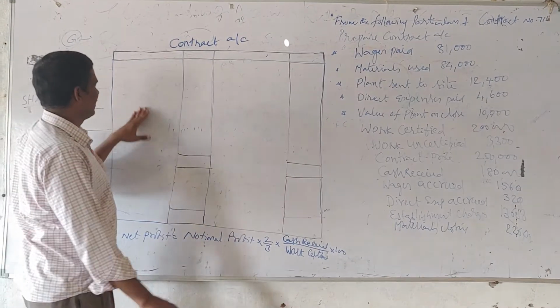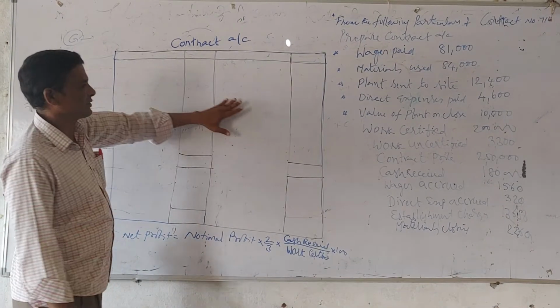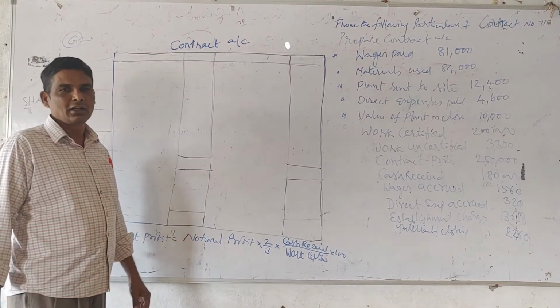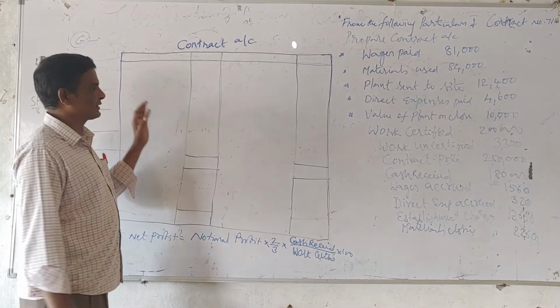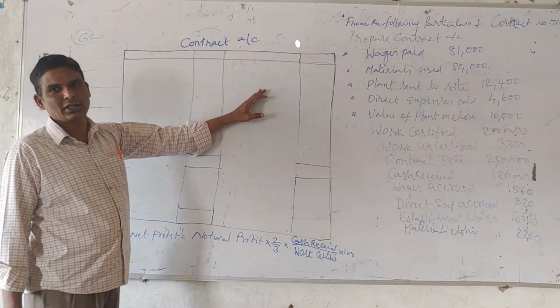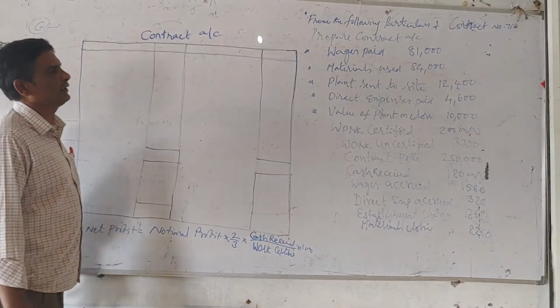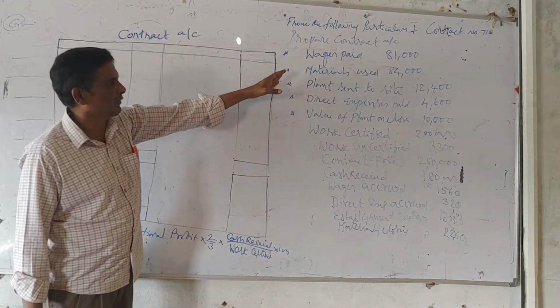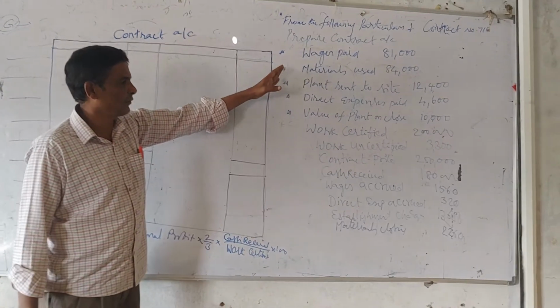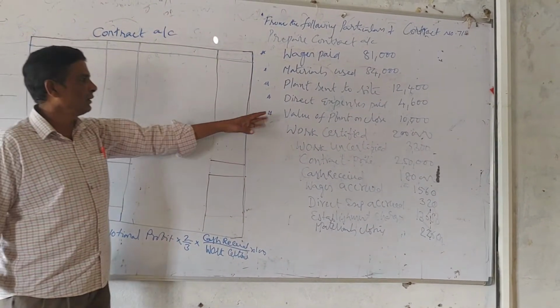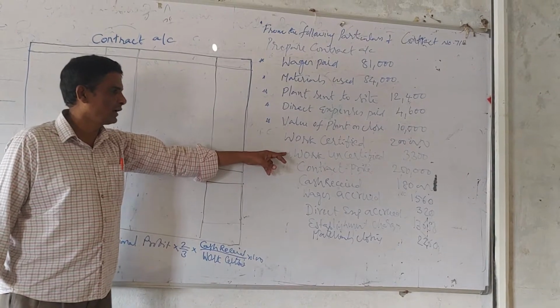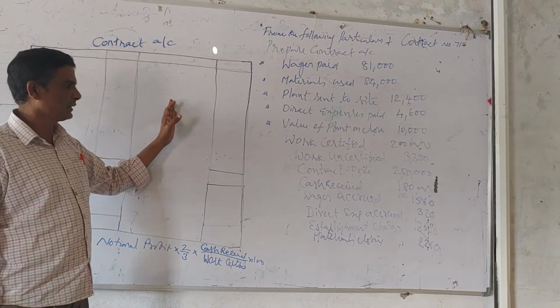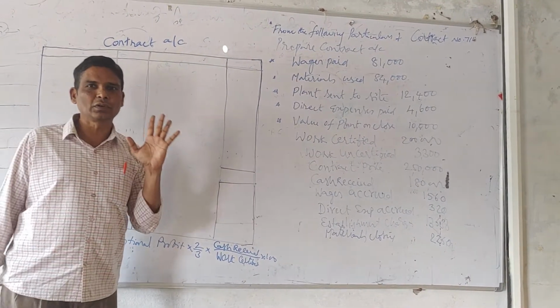Simply, here we have some debits and we have some credits. Usually, you know very well, in a normal account, all the expenses are debited and all the incomes are credited. So here also, all the expenses pertaining to contract number 714 are debited, and work certified, work uncertified and closing stock are credited. This is the only thing you have to learn.